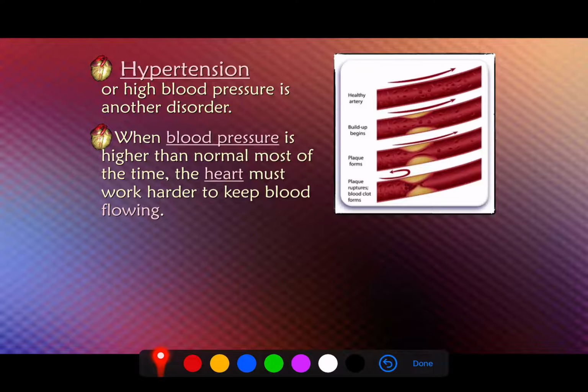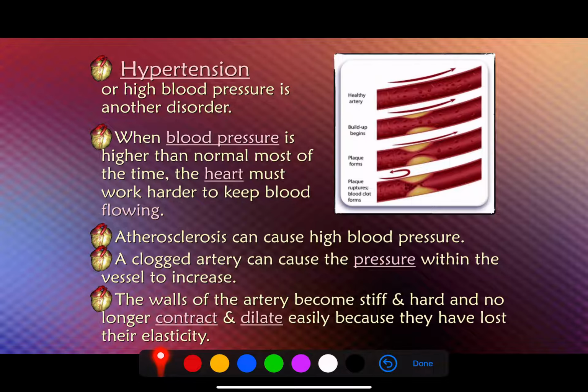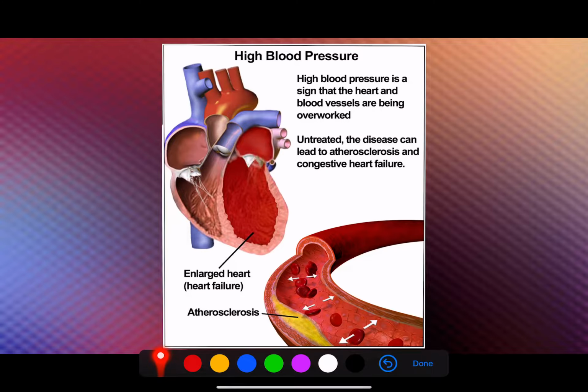And what happens here is because the area in those arteries is narrower, the heart has to work a lot harder to pump enough blood through those. So this atherosclerosis, like here, this buildup, can actually cause high blood pressure. A clogged artery can cause the pressure within that vessel to increase, and then the walls of the artery become stiff and hardened, and so they don't contract and dilate as easily because they've lost some of their elasticity.